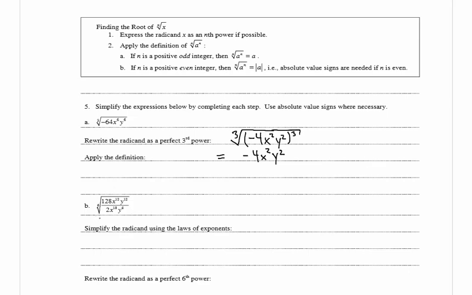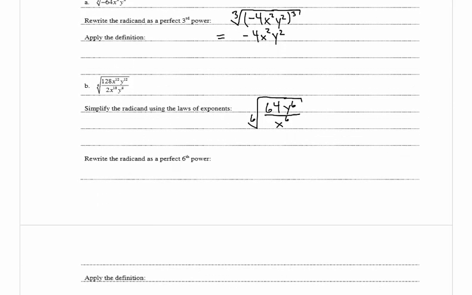In B, we have the sixth root of 128 x to the 12th y to the 12th divided by 2 x to the 18th y to the 6th. And the first thing they want us to do is simplify the radicand using laws of exponents. So we're going to have the sixth root of 128 divided by 2 is equal to 64. X to the 12th divided by x to the 18th is x to the negative 6, so it becomes x to the 6th in the denominator. And y to the 12th divided by y to the 6th is equal to y to the 6th.